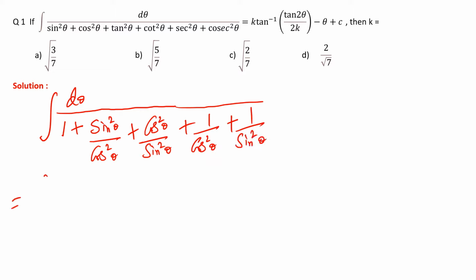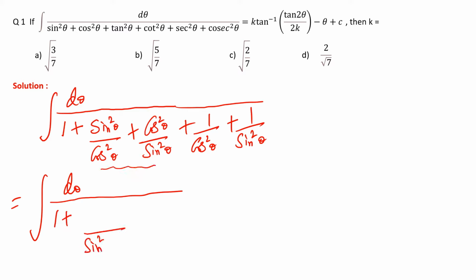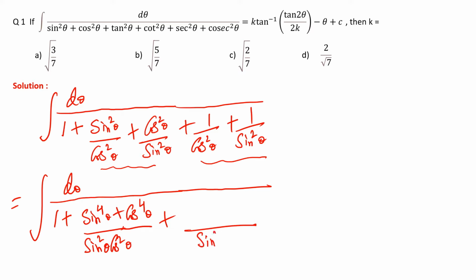Now let's do the calculations. First of all, take the LCM. Now this is 1 plus, for these two terms the LCM is going to be sine square theta cos square theta. Fine. And here I will be writing sine theta power 4 plus cos theta power 4. And for these two terms again the LCM is sine square theta cos square theta. And in the numerator I will be getting sine square theta plus cos square theta, which can again be written as 1. Fine.